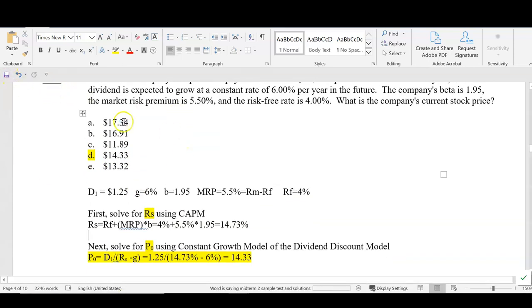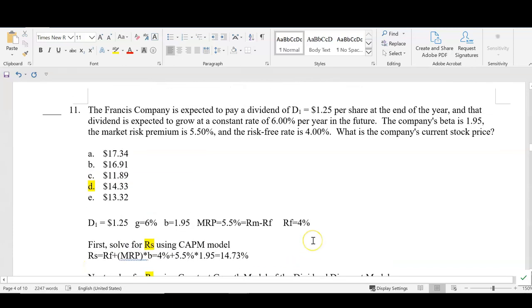So this is a typical question combining the CAPM model and the constant growth model. We solve for RS using CAPM first, and then solve for the current price P0 using the constant growth model in the second step.